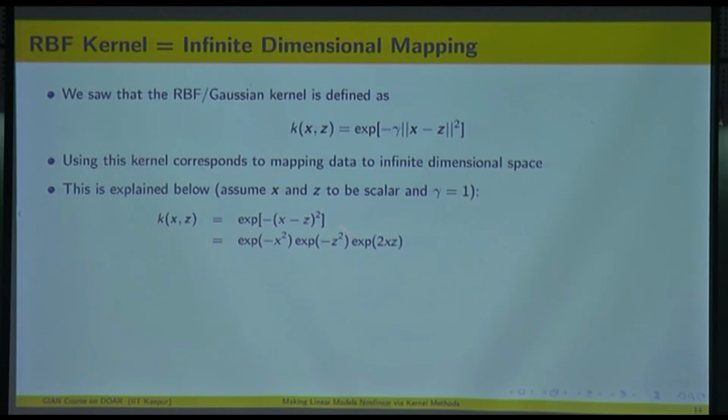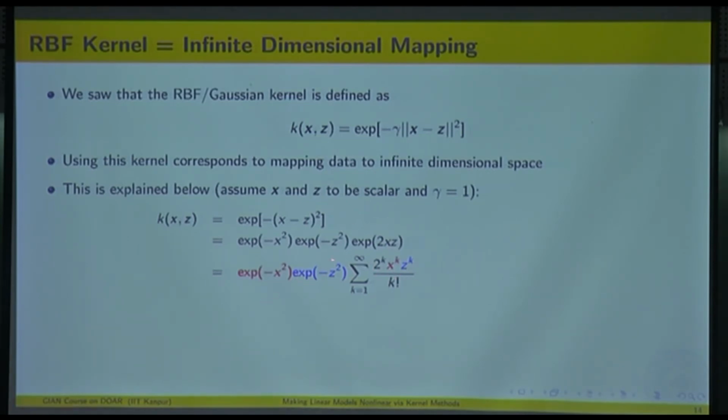I can expand it like this: e to the power minus x squared, e to the power minus z squared, times e to the power 2xz, simple algebra. And then I can use the property of the exp function. Note that the first two terms I have retained just like that, and then the exp function can be expanded in an infinite series. Some of you might remember, or even if you don't, you can take my word that this is the simple infinite series expansion of the exp function.